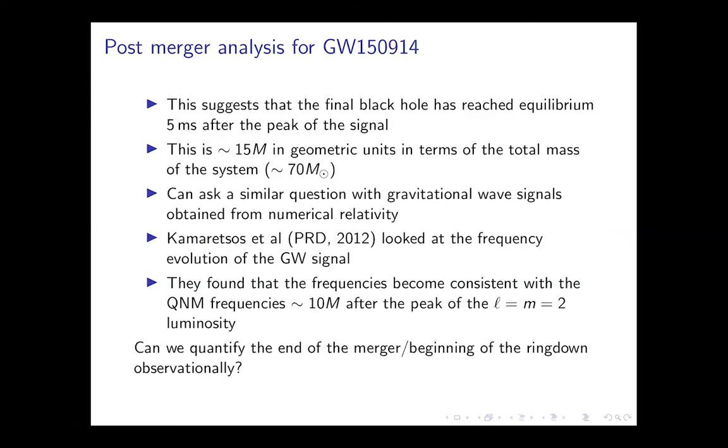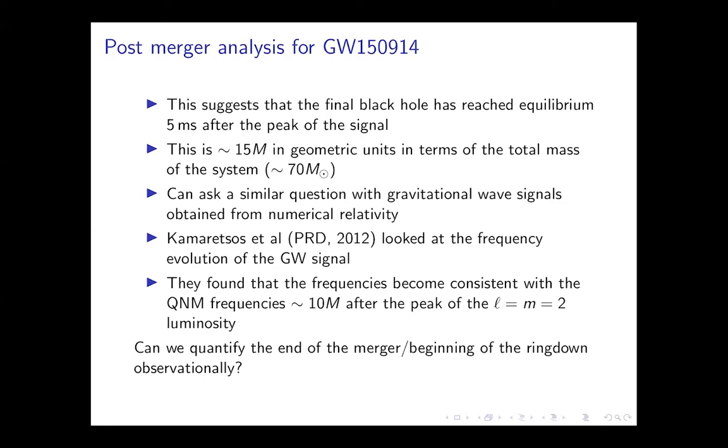But let me just summarize these results. This analysis suggests that the black hole has reached equilibrium roughly 5 milliseconds, or a little bit before, after the peak of the signal. If you convert this to geometric units, you get a number like 15 M, in terms of the total mass of the system. Then you ask yourself, is this what you expect from other calculations, numerical, analytic, or otherwise? As it happened, a paper by Kamaretsos, Satya and others showed that this was consistent with this observation.